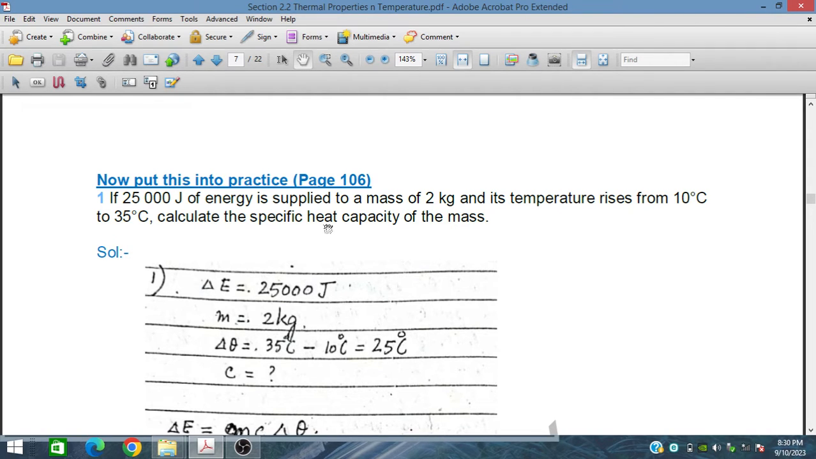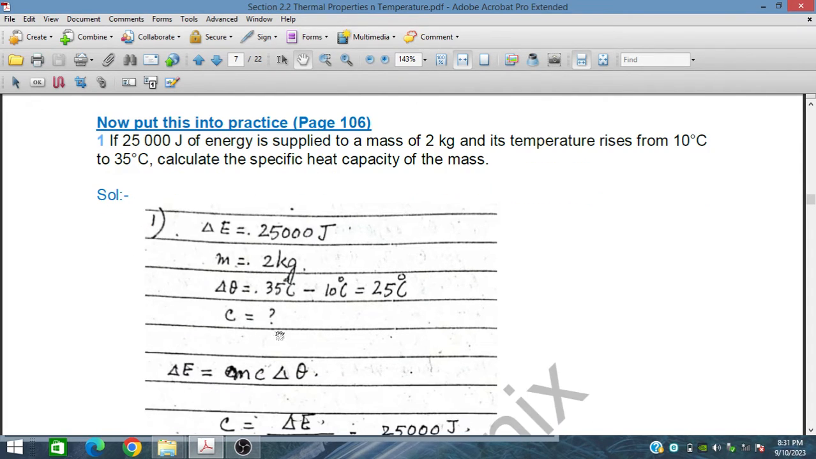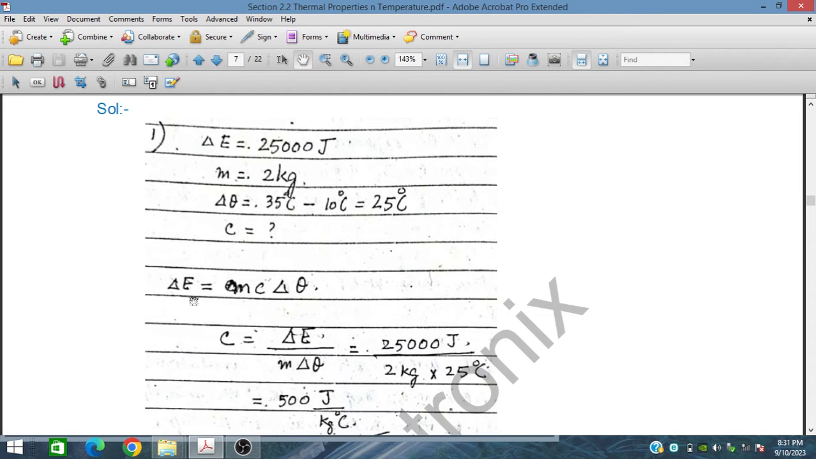So we have given energy supplied 25,000 joules, mass of the material is 2 kg, and the temperature rise is 35 minus 10, that is 25 Celsius, and we have to find the specific heat capacity of the mass. So we have to find this C. The energy supplied is equal to mass into specific heat into change in temperature. So specific heat C is equal to delta E upon m delta theta.